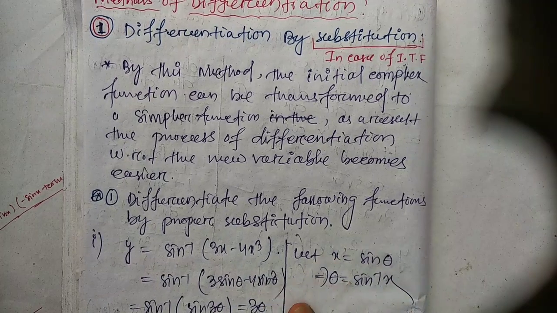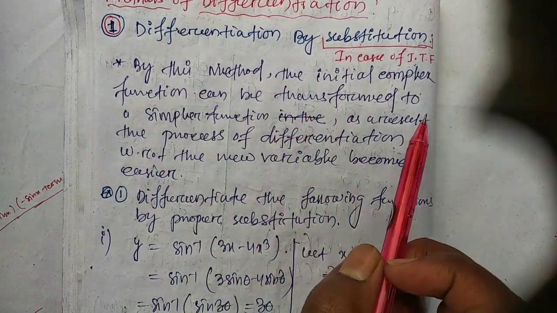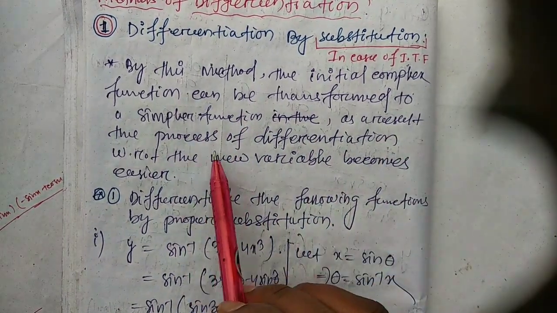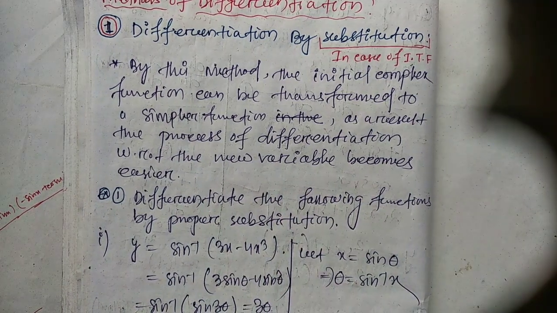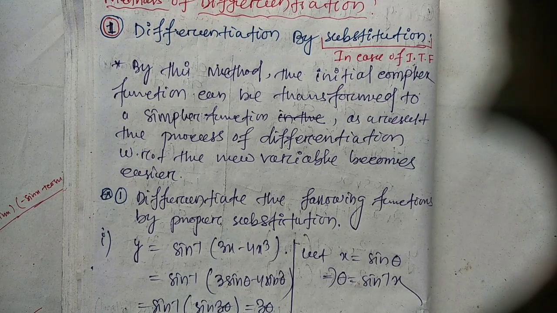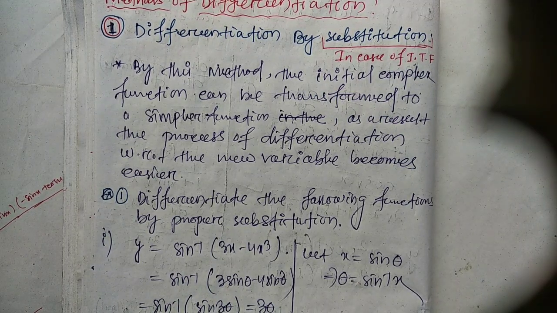Okay, so by this method the initial complex function can be transformed to a simpler function. As a result, the process of differentiation with respect to the new variable becomes easier. The complicated problem will be simplified, which will make it easy for us to differentiate. That's why we will go for substitution.